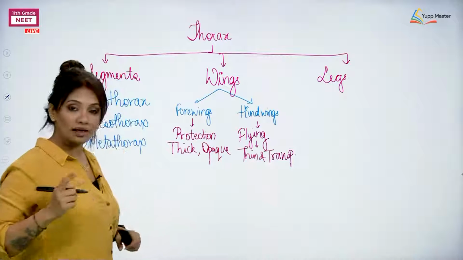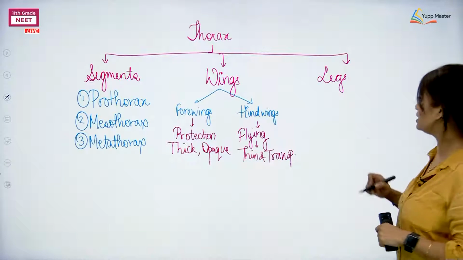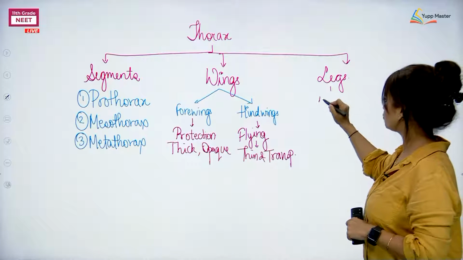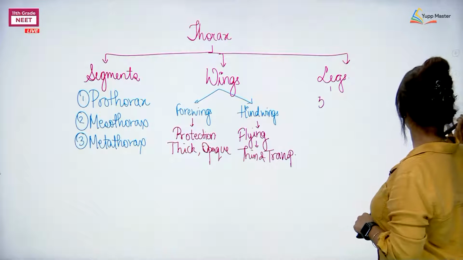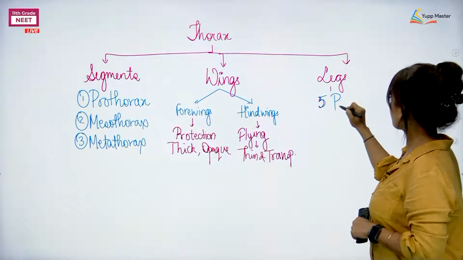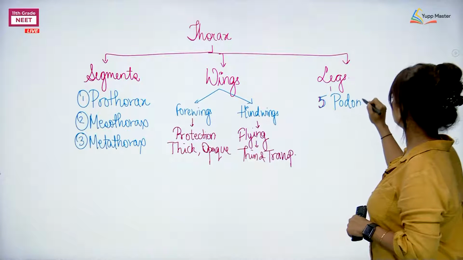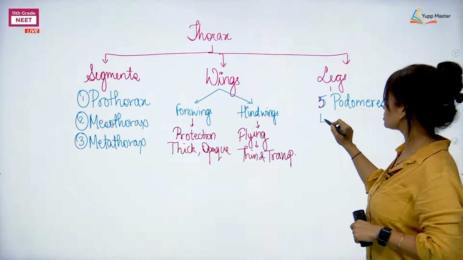Now, speaking about the legs, do you remember the names of the legs? First of all, legs were divided into 5 podomeres. Okay, which were those podomeres?